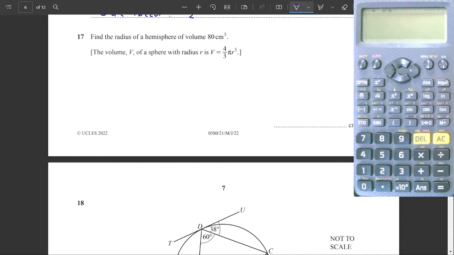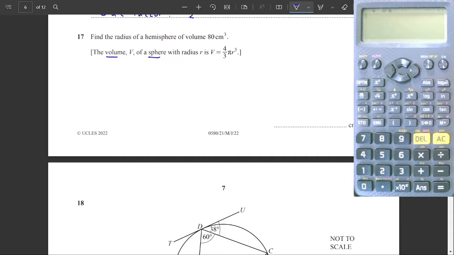Question 17. What a booby trap. Lots of students made mistakes here and don't get full marks because of one little detail that we've missed. They give us the formula for the volume of a sphere, and there it is, and that's what we're going to use.